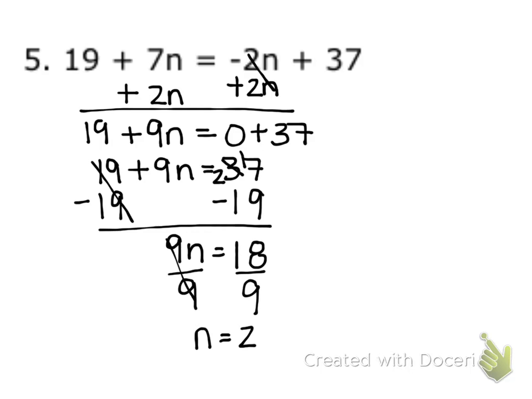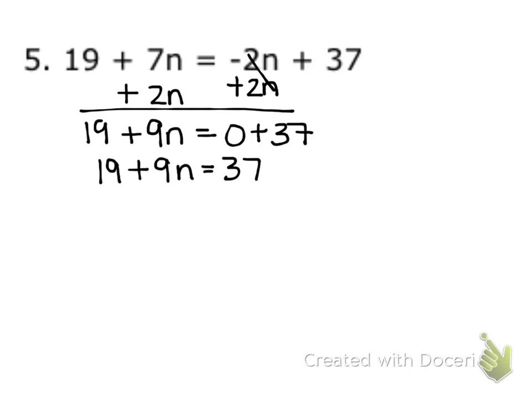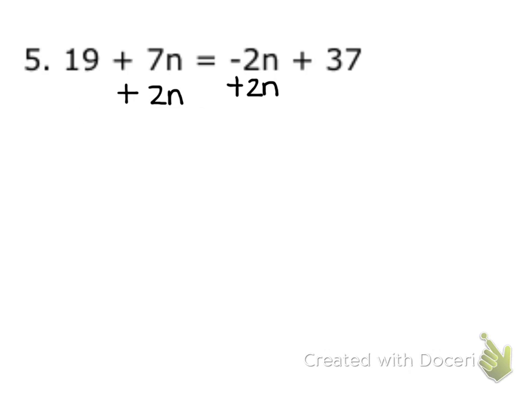Now, I told you I was going to do this problem 2 ways. And the reason for that is I want you to see what would happen if I had moved the 7n instead of the 2n. So I'm going to go ahead and get rid of the work that I just did. Bear with me for just a minute until I find a shorter way to do this. Okay, so this time instead of moving the 2n, I'm going to move the 7n, and I'm going to subtract it from both sides.